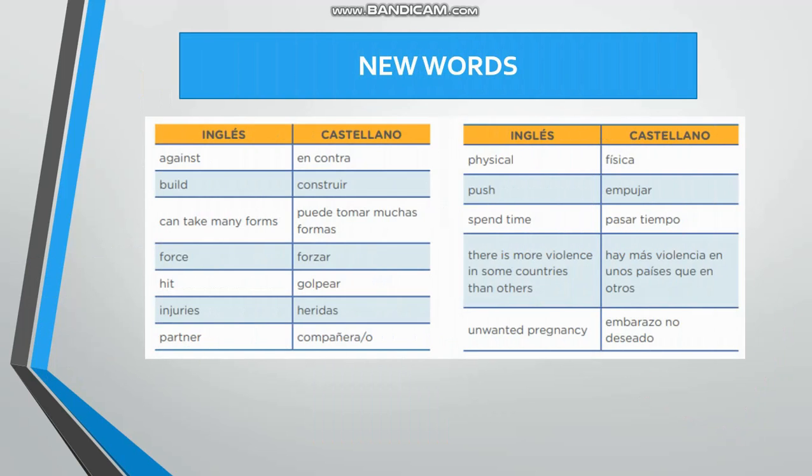New words. Practice the pronunciation. Against, build, can take many forms. Force, heat, injuries, partner, physical, push, spend time. There is more violence in some countries than others. Unwanted pregnancy.